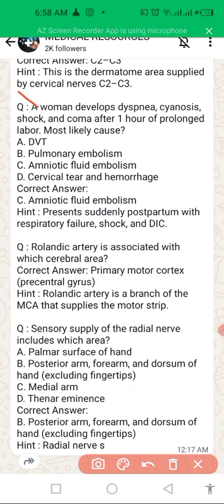Next one is a woman developed dyspnea, cyanosis, shock, and coma after 1 hour of prolonged labor. Most likely, in pregnant women, there is amniotic embolism because pregnancy and amniotic embolism are associated with one another. Present suddenly postpartum respiratory failure, shock, and DIC. This one is the right answer.